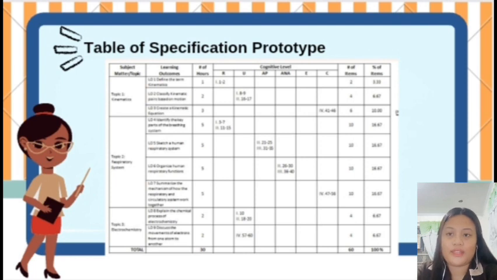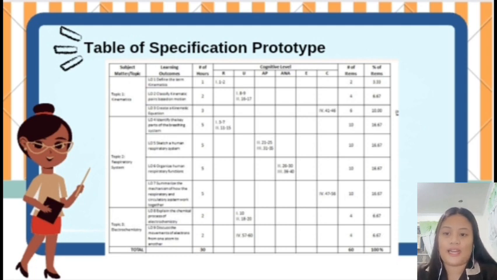Okay, so in this slide, it is the example of table of specification or what we call TOS. So sa left side of the table, nakalagay dyan yung topics, and sa tabi naman nun is yung learning outcomes per topic. So it consists of 9 learning outcomes. Then beside the learning outcomes, number of hours naman yung nandoon. And then sa tabi naman nun is yung cognitive level. So ano-ano to? Ito yung categories of cognitive level na makikita natin sa Bloom's taxonomy.